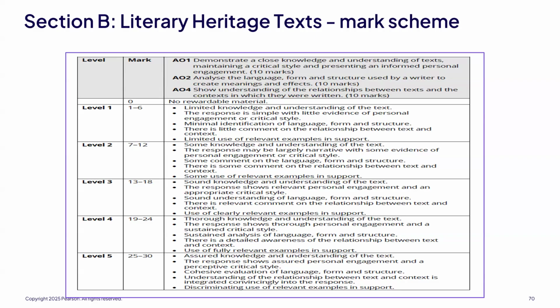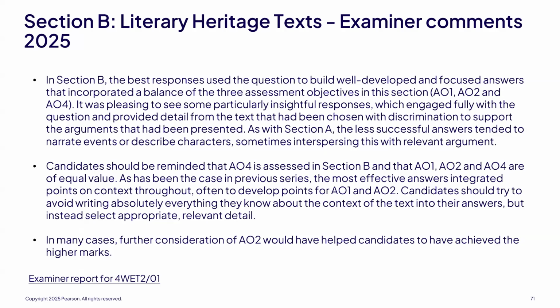We don't have the exemplar, of course, but just a few of the comments made by the principal examiner in terms of this particular question. In section B, obviously there are only two sections in paper two, the best responses use the question to build well-developed and focused answers that incorporated a balance of the three assessment objectives in this section, AO1, AO2, and AO4. Remember, of course, AO3 is comparison. It's only in section B of paper one.